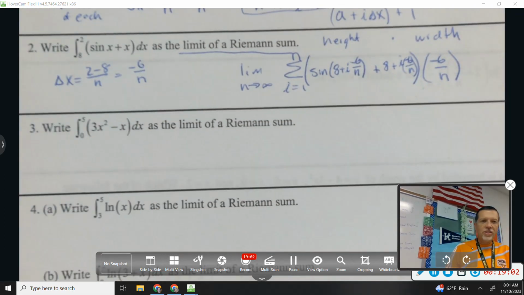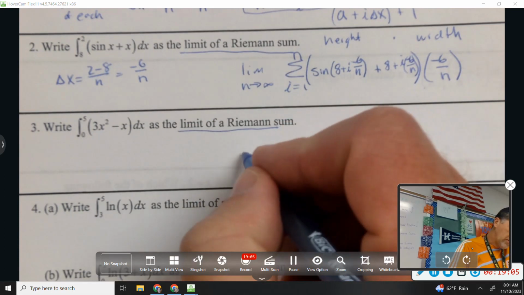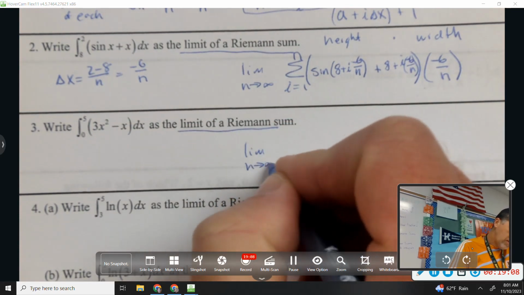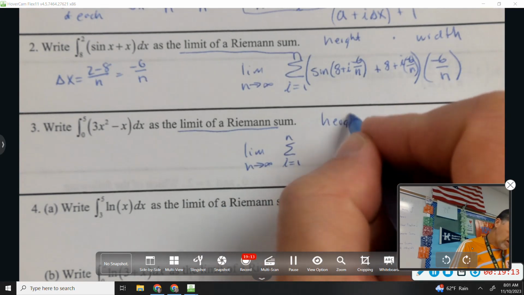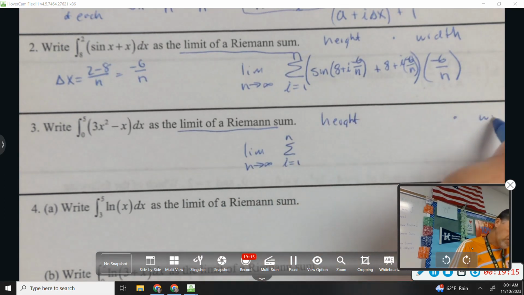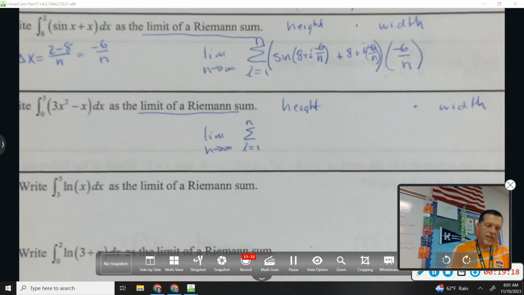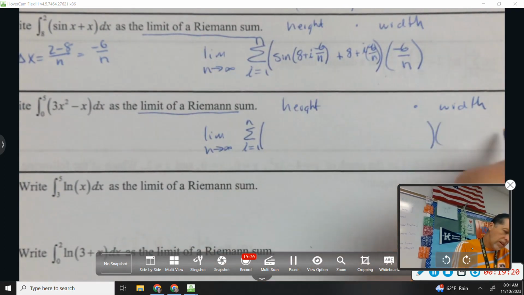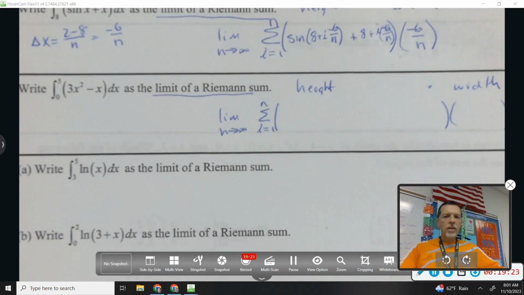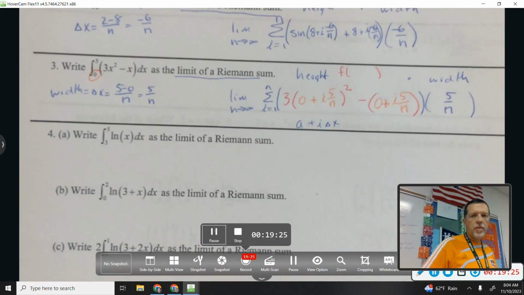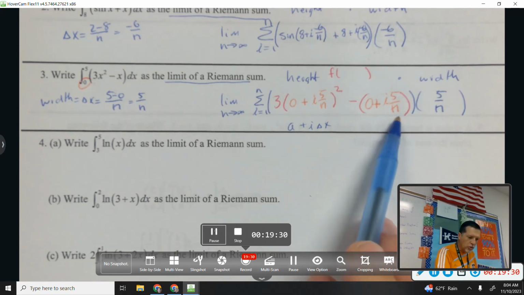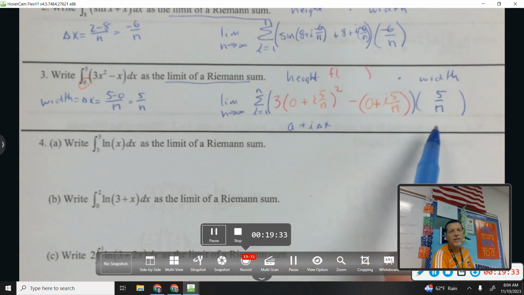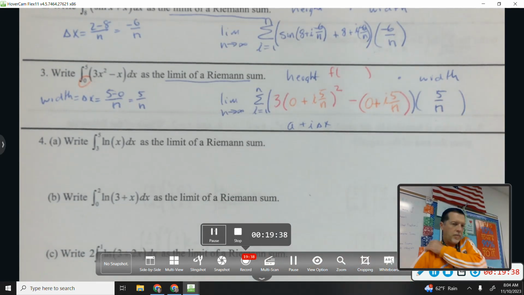All right, why don't you try the third one? Limit of a Riemann sum. So we know how it starts. Maybe I should have left more room for height and width. So see if you can get number 3. Again, find the width first. I think that's the easiest part. And then it shows up. The width is part of the height because it's the function of where you're at. So find the width first and then start piecing things together.